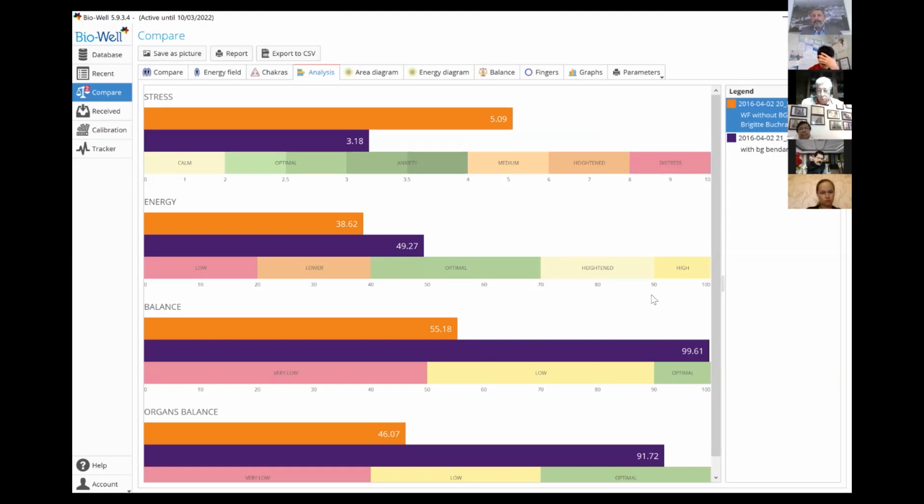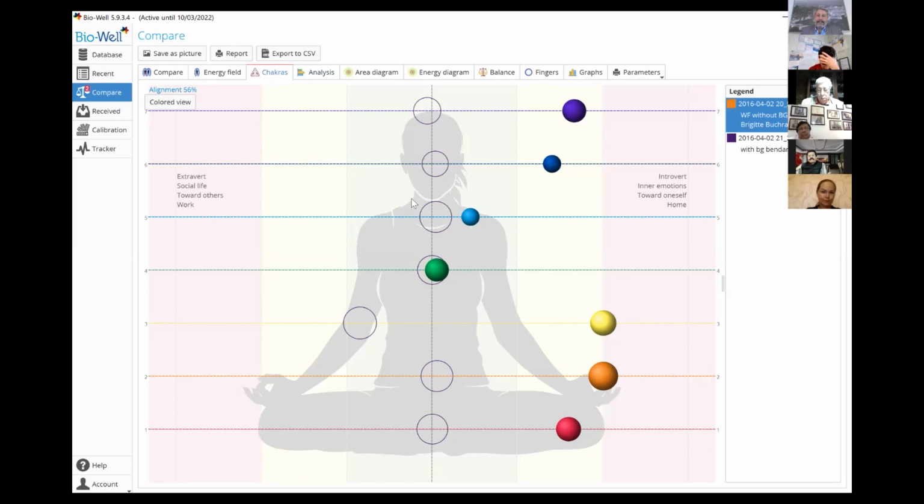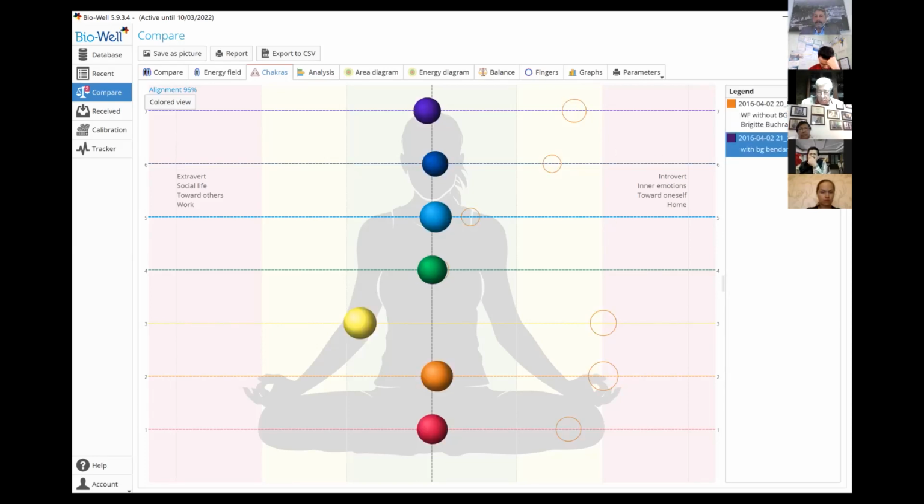And what is most important is the balanced condition she had before, which was relatively low, and increased from 55% up to 99%. The other diagram which could be interesting for you is the chakra diagram, because a lot of people are fans of monitoring the chakra condition. This is the condition of her chakras at the first measurement, and this is the second one after about 30 minutes, or 27 minutes exactly.